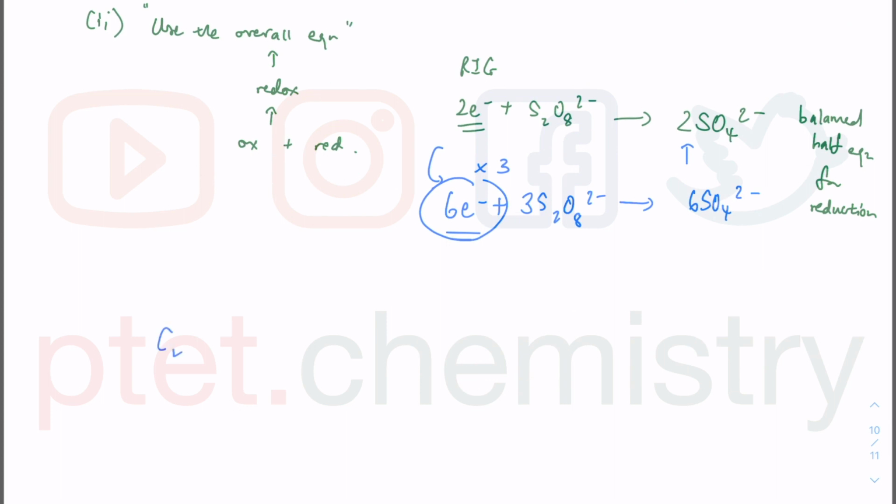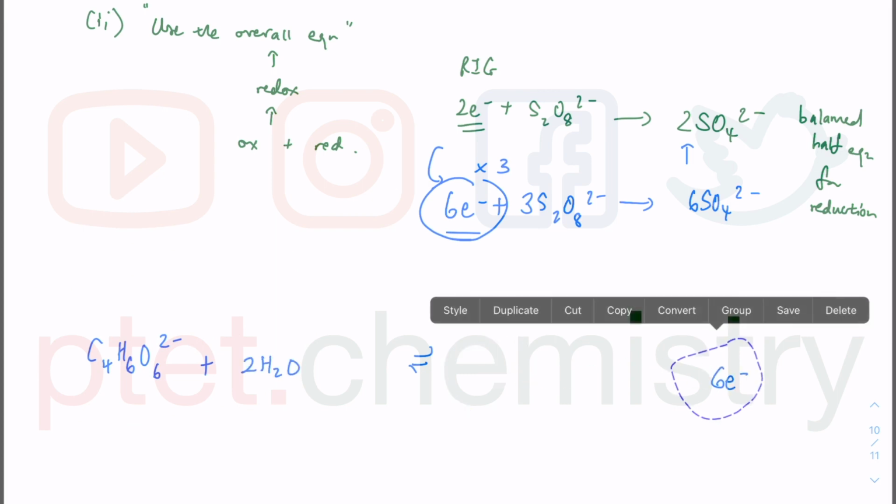So if I write C4H6O6 2- plus something, that will definitely give me 6 electrons, because I'll have 6 electrons on the right. Looking at the overall equation, if you cut out the 3 S2O8 2-, if you cut out the SO4 2-, what we are left with is just whatever is on the left. So the 1 of the tartrate plus 2 of the water, I will get, what do I get actually?